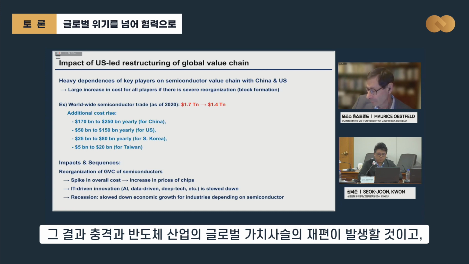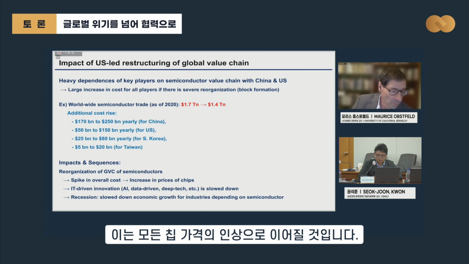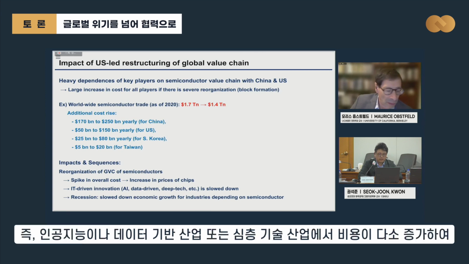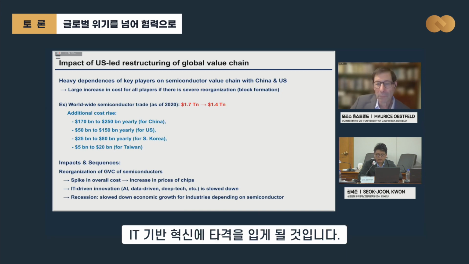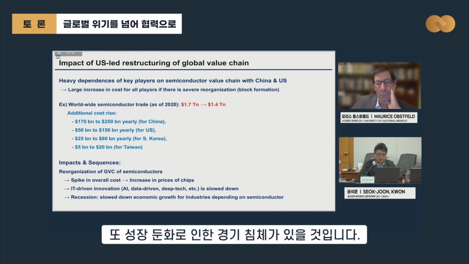And this will bring impacts and consequences, such as reorganization of the global value chain of the semiconductor industry, which will result in a spike in overall cost. And this will increase the prices of all of the chips. It means that there will be a halt in IT-driven innovation, and we can expect cost increases in artificial intelligence, data-driven industries, or deep tech industries. And it means that economic growth focusing on this IT-driven innovation will slow down, and there will be a recession given this slowed growth.